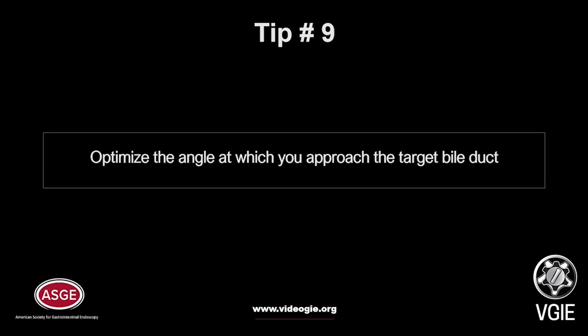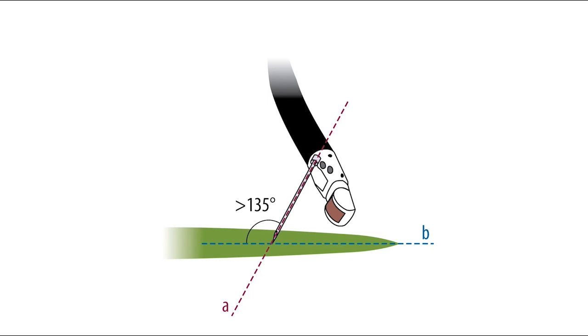Optimize the angle at which you approach the target bile duct. The angle between the longitudinal axis of the FNA needle, depicted by the red dotted line A, and the longitudinal axis of the target bile duct, depicted by the blue dotted line B, determines the direction of the guide wire. An angle of approach that is greater than 135 degrees facilitates unrestricted passage of the wire towards the hilum.